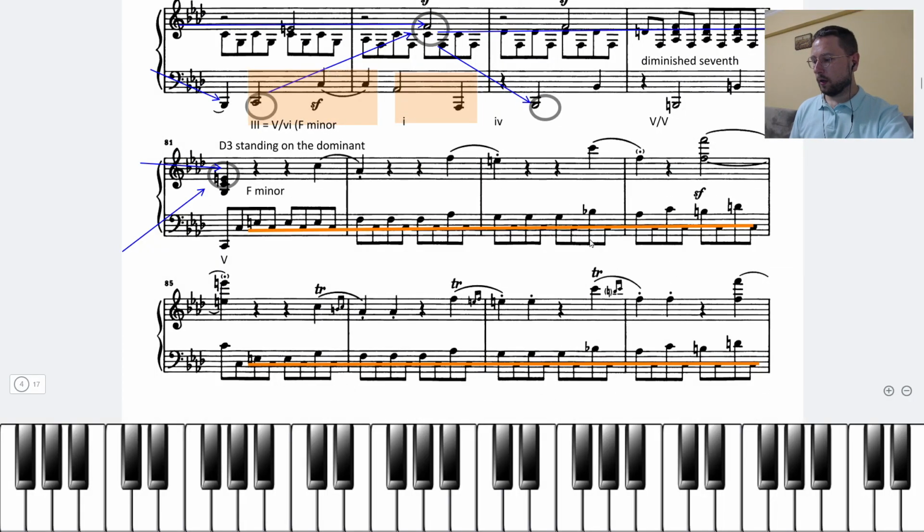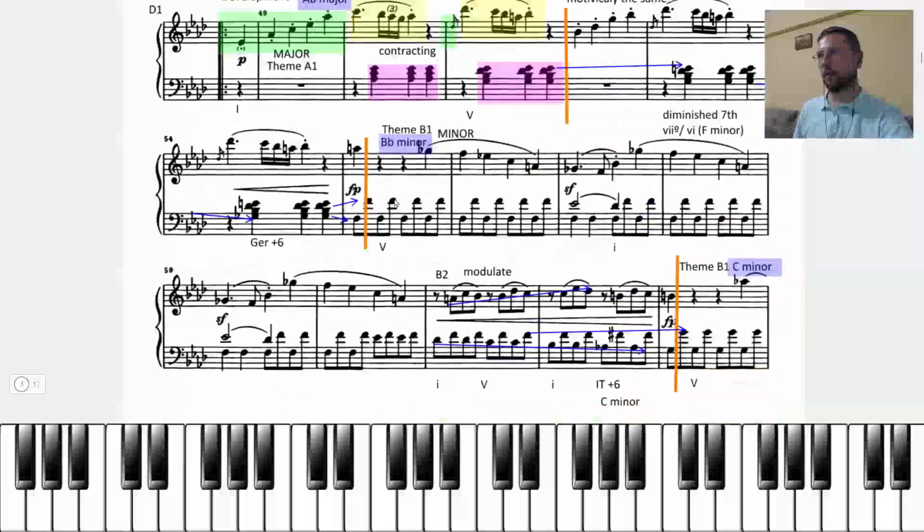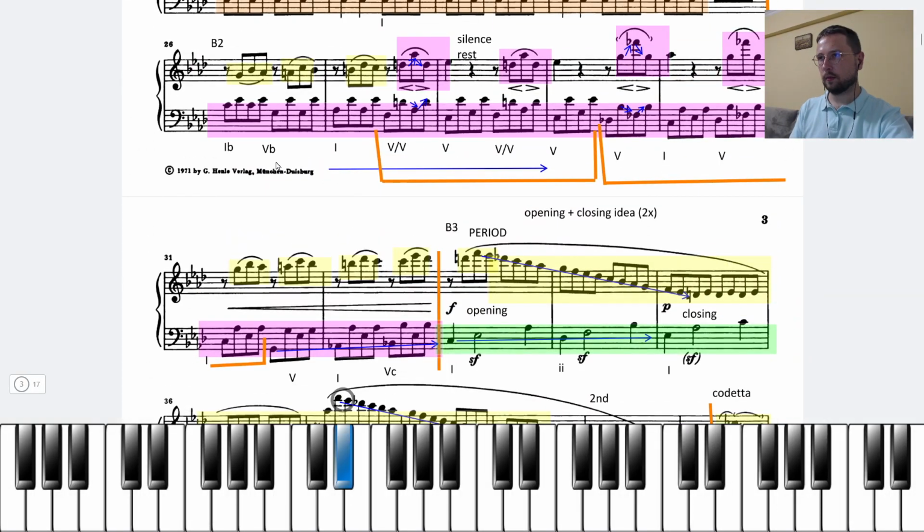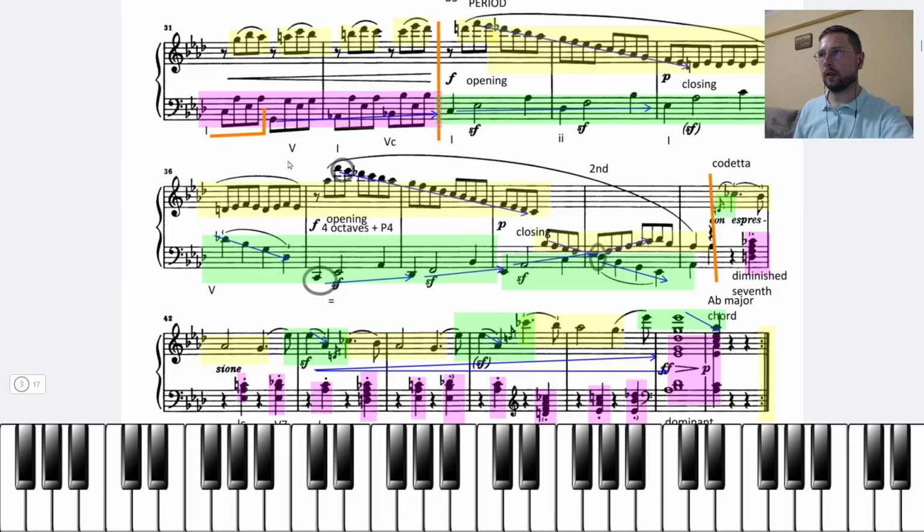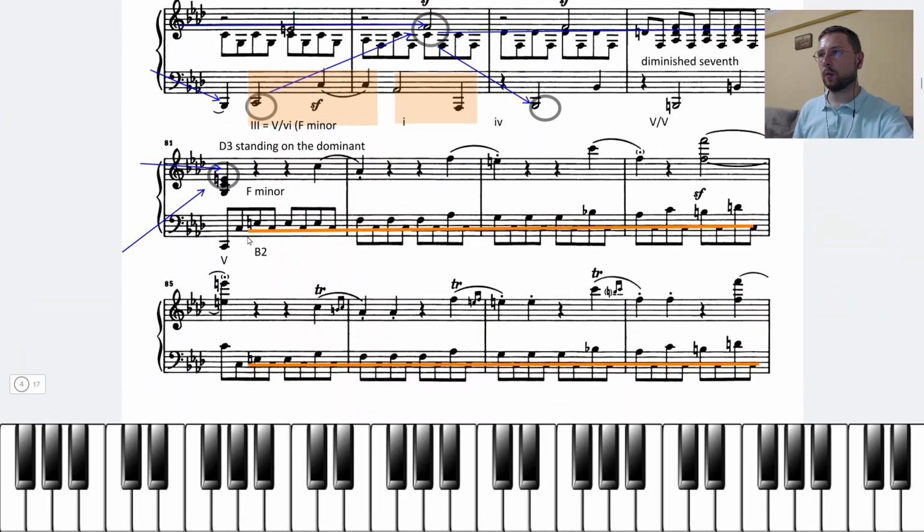So we have a constant flow of eighth notes. That's not new. That was presented in B2. Right, so let's just look at how that was in B2. In B2 we had this. Right, that was this pink motive.